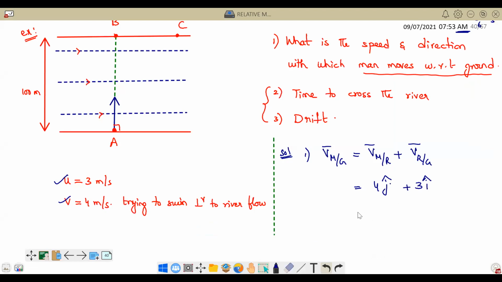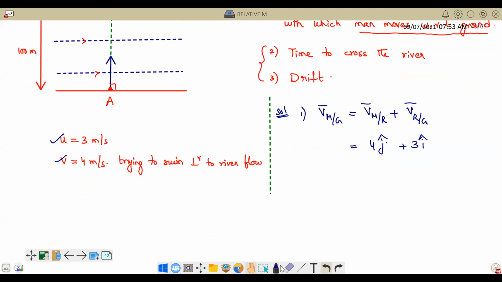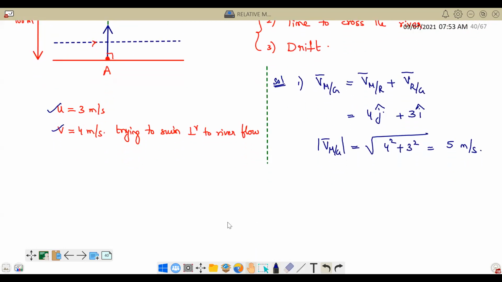Is it clear? So now what is the magnitude of this one? Tell me how to calculate it. Root over 4 square plus 3 square. Velocity of man with respect to ground, magnitude is equal to root over 4 square plus 3 square. So that is 5 meters per second. And then we can always draw, as I told you yesterday, the triangle.